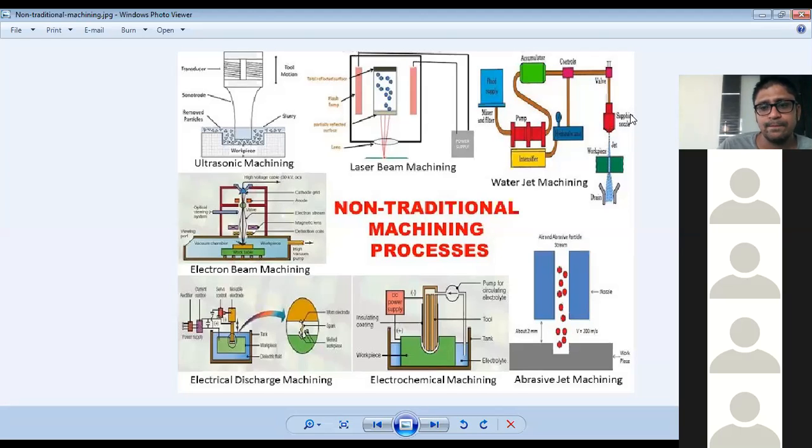And also, in case of abrasive jet machining, you can mix this jet of water with some abrasive particles. Now, the only problem of water jet is that it is mainly suitable for profile cutting or profile machining.